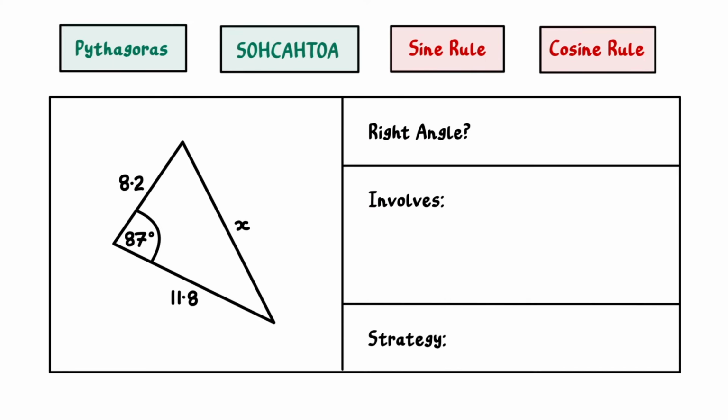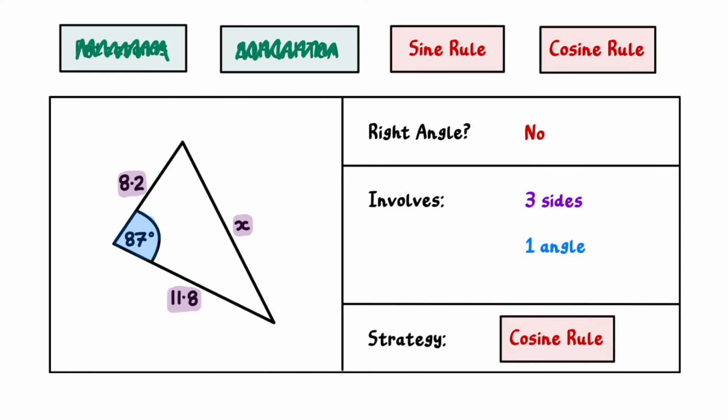In this triangle, we have an 87-degree angle and sides of 8.2, 11.8 and x. The triangle does not contain a right angle. The diagram involves 3 sides and 1 angle. This is the setup for the cosine rule.